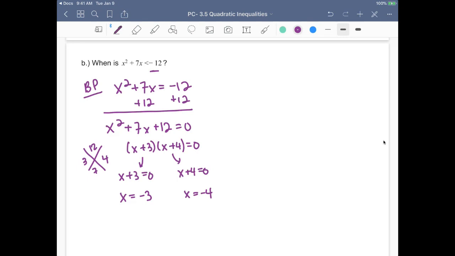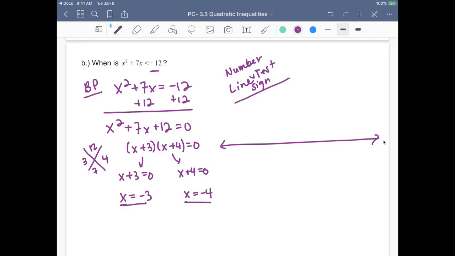Time to make our number line. Number line sign test. Okay, that's step 2. Okay, what values do we put on the number line? We put our x-intercepts. So I'm going to put negative 4 and negative 3. I just leave lots of space. Okay. Test a value that is less than negative 4, like negative 5, negative 3.5, and how about 0?